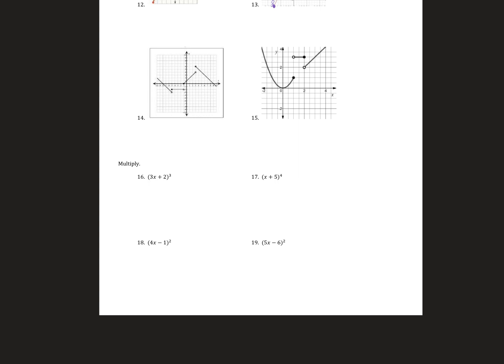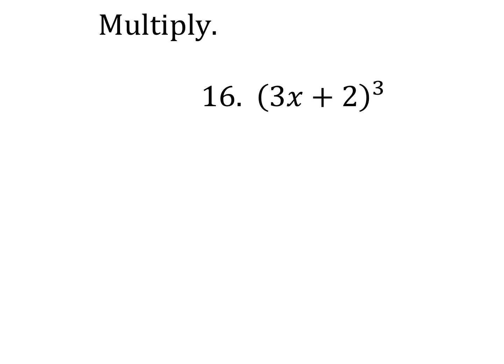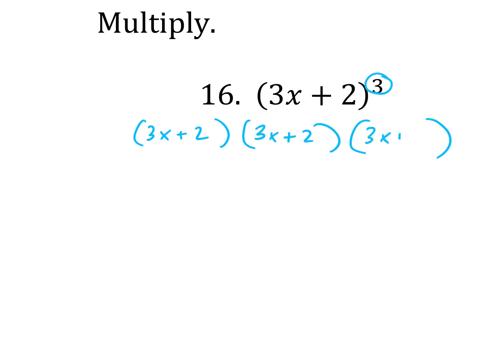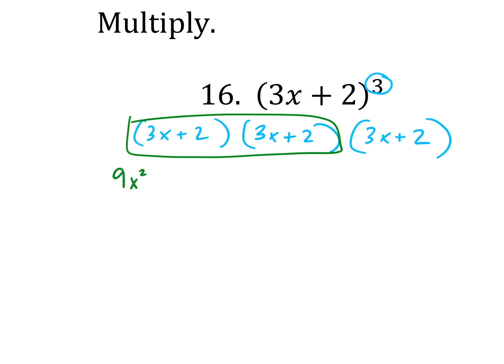All right, next, let's do 16. So when we multiply, if we have a binomial raised to an exponent, we got to write it out that many times and multiply it together. So 3x plus 2 times 3x plus 2 times 3x plus 2. We can't multiply all three of these together at once, so I'm going to start by multiplying two of them. So this would be 9x squared plus 6x plus 6x plus 4. So 9x squared plus 12x plus 4.